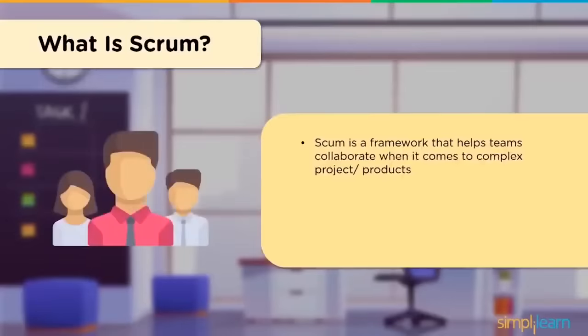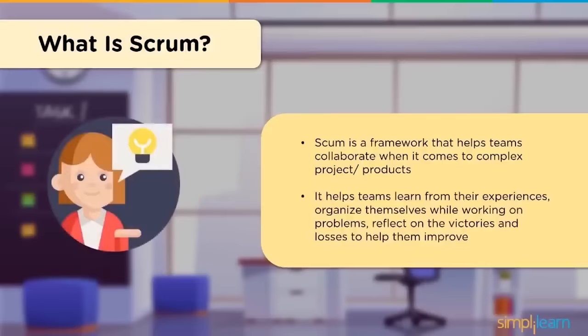Scrum is a simple agile project management framework that is used by organizations to help teams collaborate, handle unpredictability, and complex projects or products while ensuring the products delivered are of the highest value. It describes a set of meetings, tools, and roles that enable teams to work in sync and help them structure themselves and manage their work.